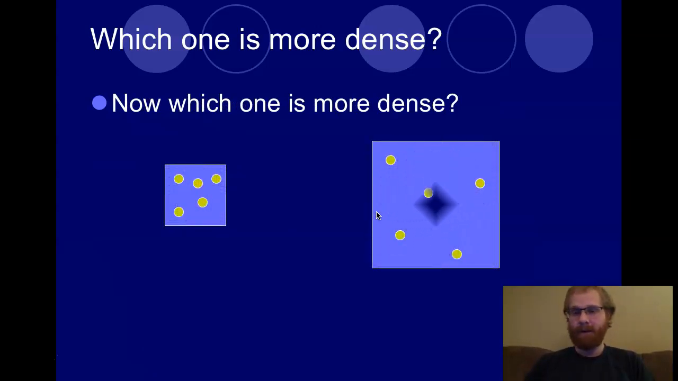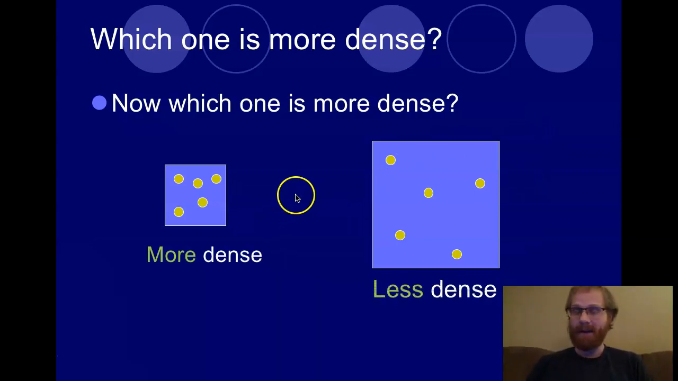This time, both rooms have the same number of people, but one of the rooms is bigger. Which one is more dense? Which one is less dense? Go ahead, pause the video and see if you can figure it out. So, for this problem, the one on the left is actually more dense and the one on the right is less dense. Even though they've got the same number of people, even though they have the same amount of matter, because this is taking up less space, it's more packed together and it's more dense. Cool.